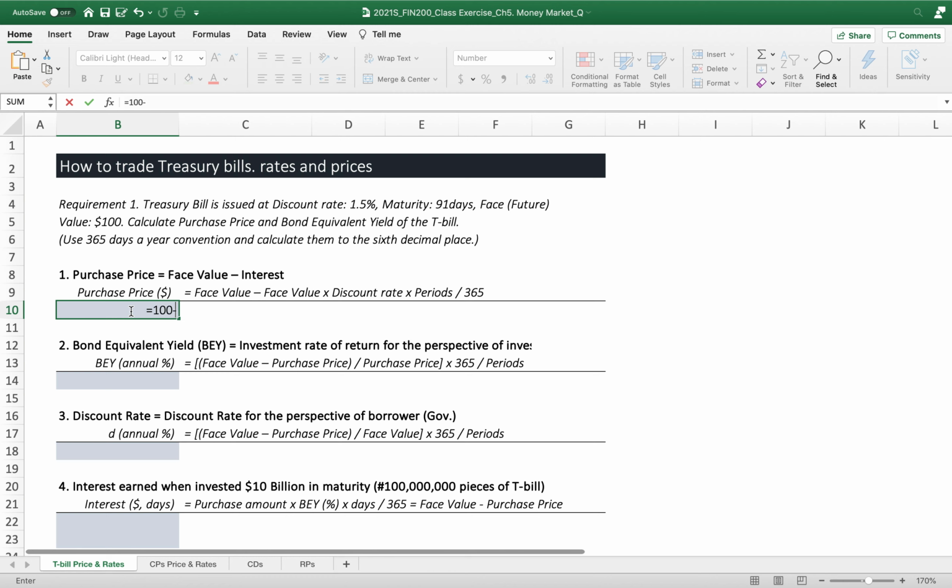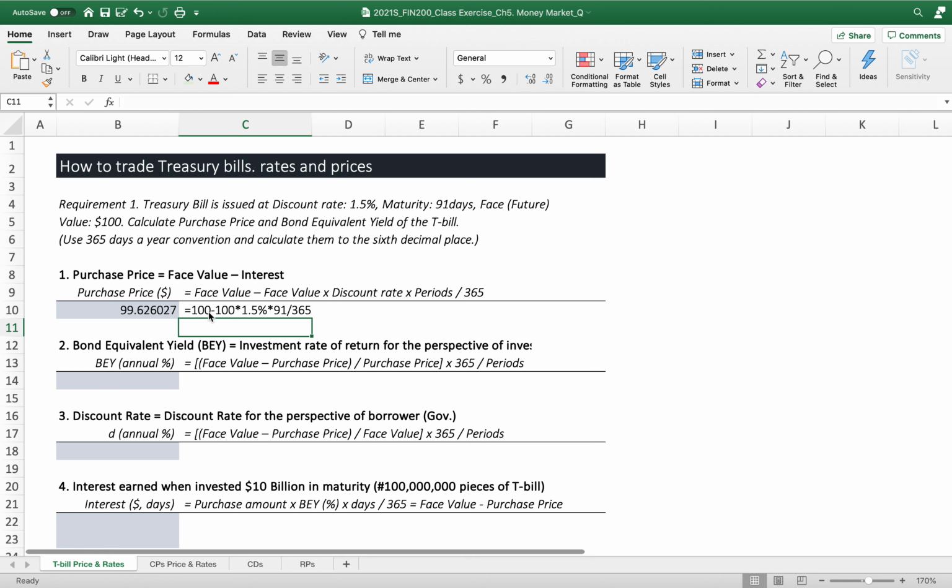100 minus $100 face value for one piece of this treasury bill times what was the discount rate, which is given, 1.5%, right? 1.5% times. Now we need to de-annualize for this investment period, 91 days divided by 365 days. So we got, okay, purchase price is definitely lower than $100 because this is the discounting, the issuance of treasury bills.